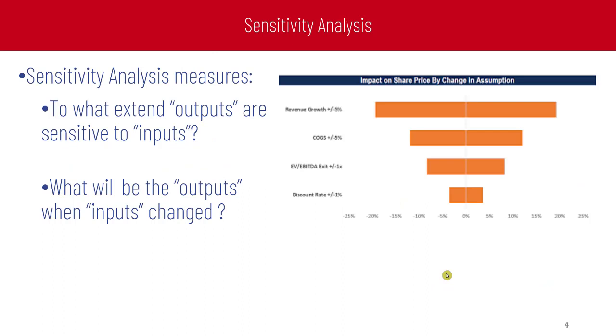Sensitivity analysis measures to what extent the output is sensitive to the input. This means the risk. In measuring risk, we need to know what is the impact. The impact is the output. So if we change the input, how much will it change the output, which is the project objective, such as cost, time, and quality? So that means what will be the output when the input changed.